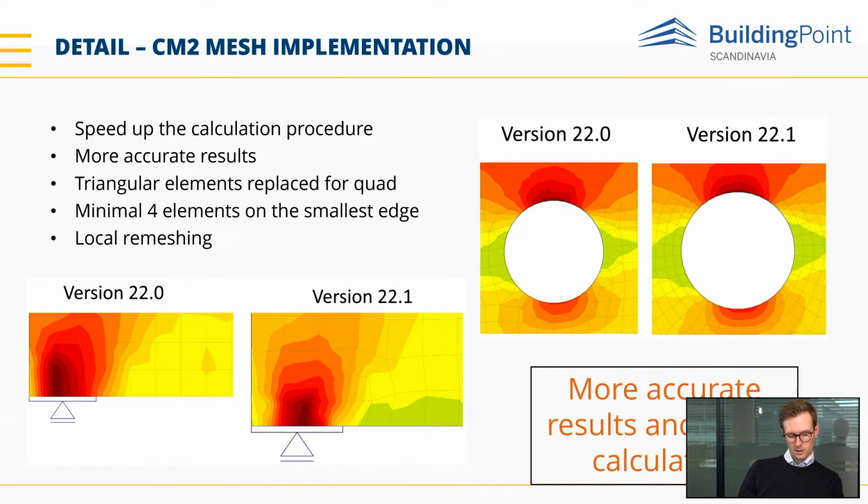On the other hand, the mesh removes the triangular elements and replaces them with quad elements, which describe the stress state for the same number of elements more accurately, and the calculation procedure is now faster.